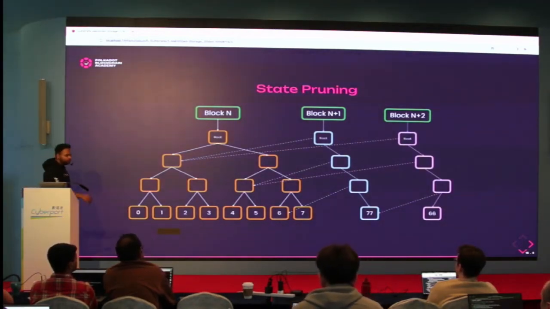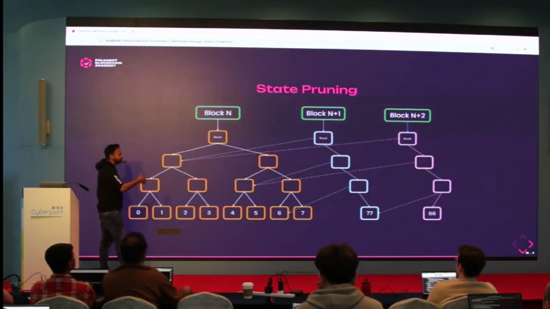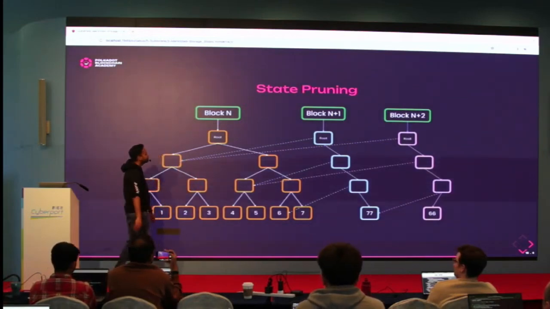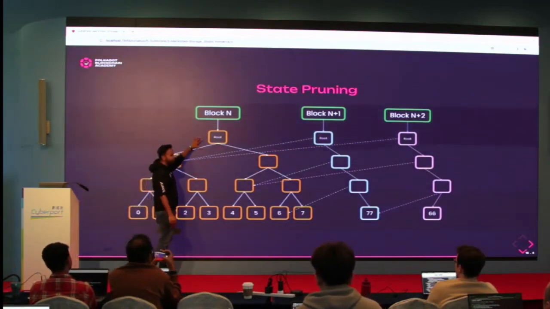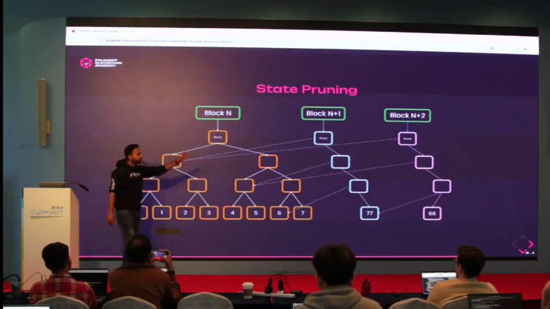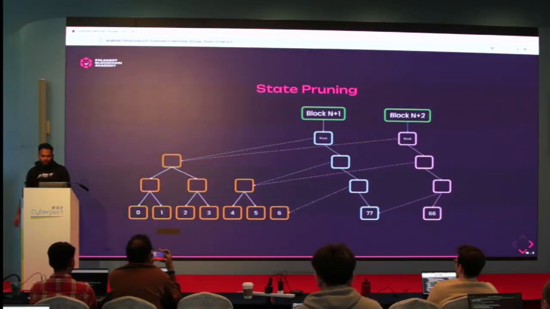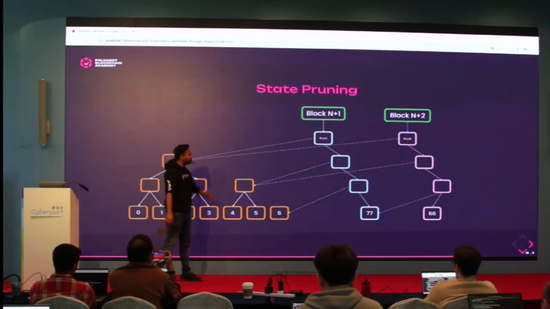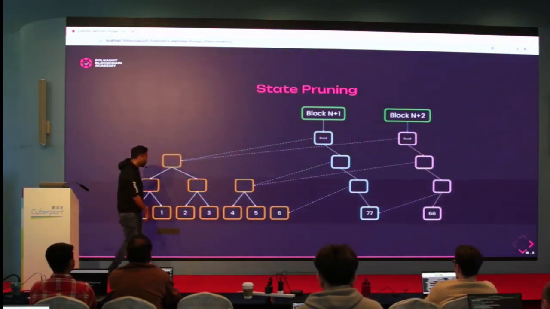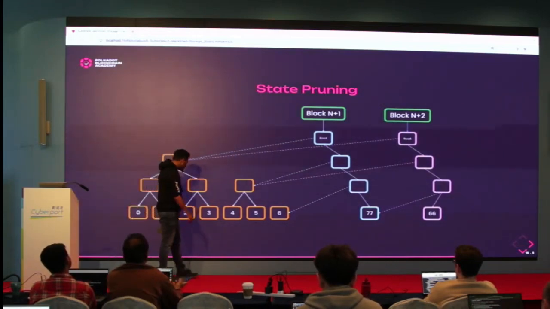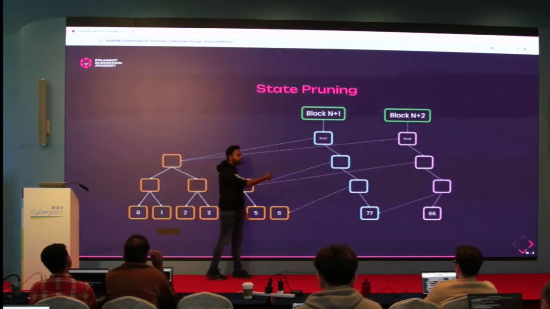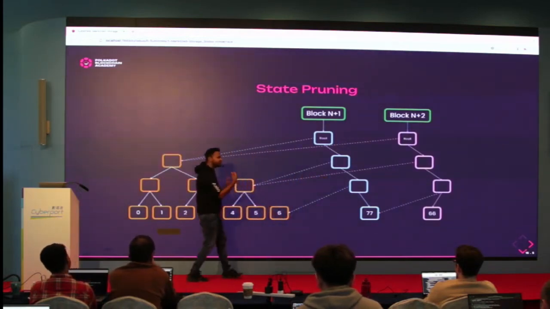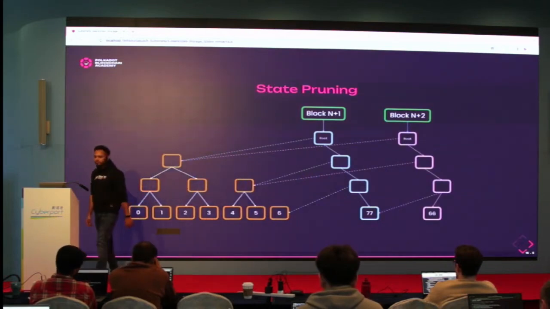Imagine if we want to prune the storage which is more than 1 block old. We need to now remove the storage that belongs only to block n and nothing to block n plus 1 or n plus 2. We just remove all the storage that does not belong to these two states. And imagine now if there is a state that never changes, it stays the same forever. You never read or write or do anything with it. It just stays there. So it's not extra computation every time a new block is created.